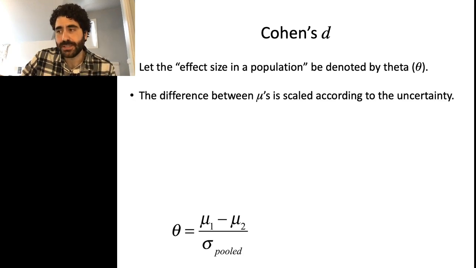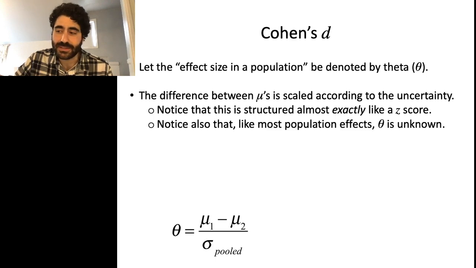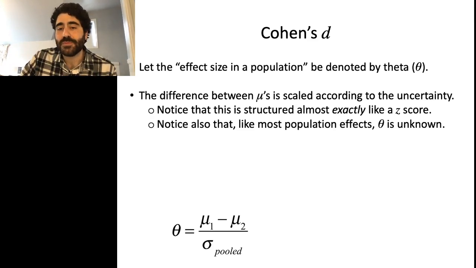So this should look pretty much exactly like a z-score, right? We're measuring a difference between means in standard deviation units. We're asking how many standard deviations apart are these 2 means. Unfortunately, this is not something we know, right? Both the mu's here and the sigma are population parameters that we can't measure directly. So instead, we're going to do our best estimate from the sample.